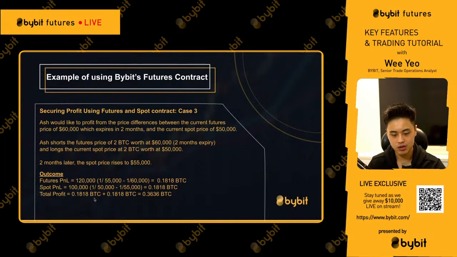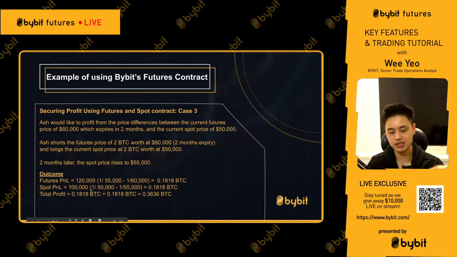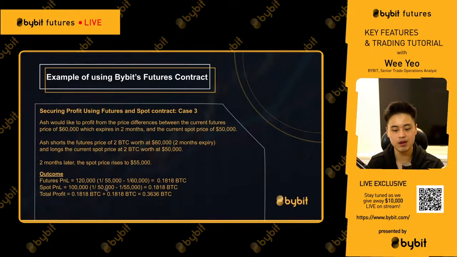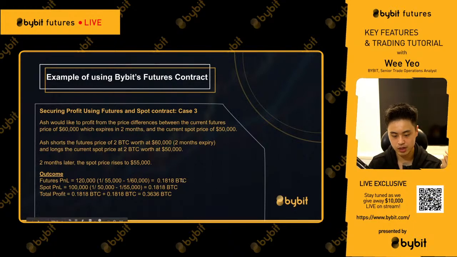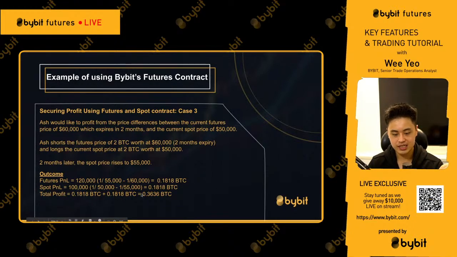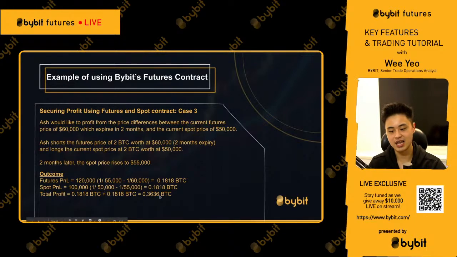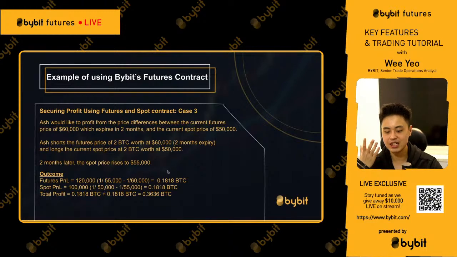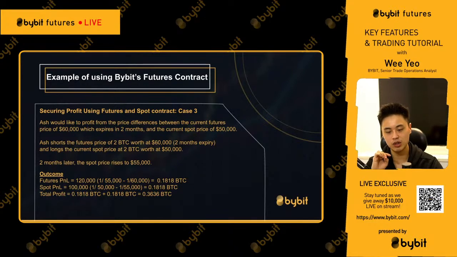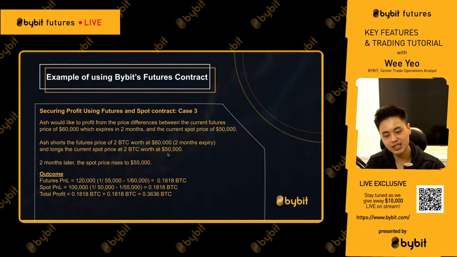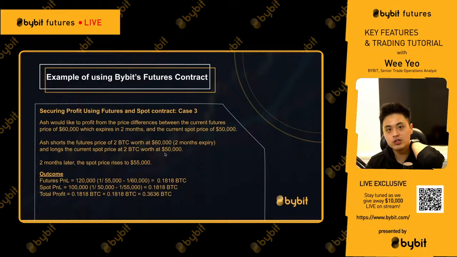For the spot P&L, same thing, the quantity over here, you times, do the math calculation, 1 divided by 50,000 minus 1 divided by 55,000, and you will receive this value as well. Over here you can see that the total profit you will earn, you need to just sum them up together. And this is the BTC value that you are able to secure, and when we convert this amount over, it's actually 10,000.